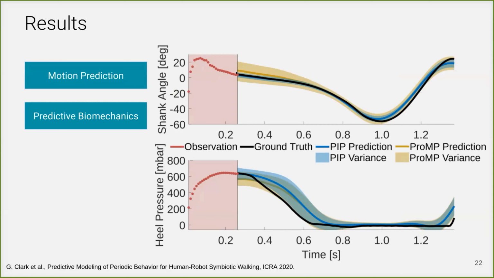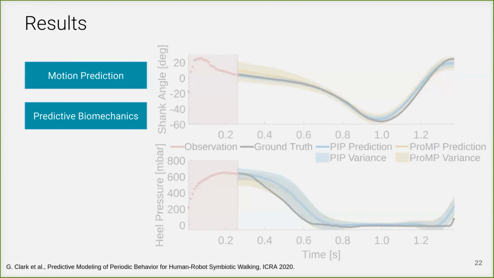We can observe some motion, we can predict it into the future. We can also do predictive biomechanics, as I mentioned. We can predict biomechanical variables, even hidden ones, even latent biomechanical variables, for example, internal stresses. This is something that my student is going to describe in detail at ICRA within the conference. So we have a paper there.